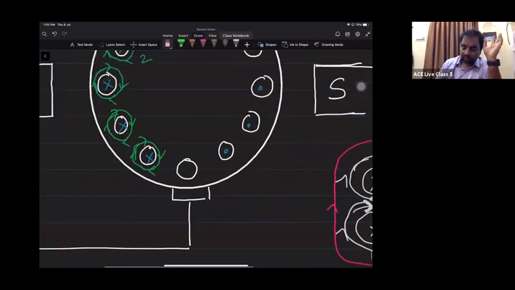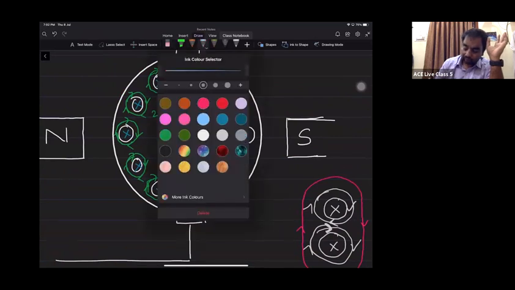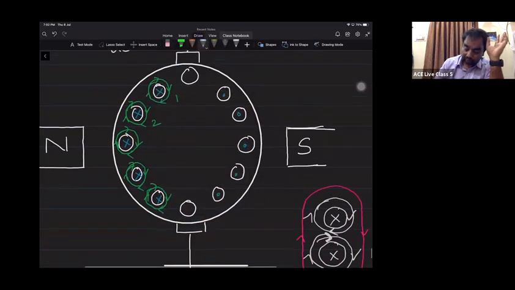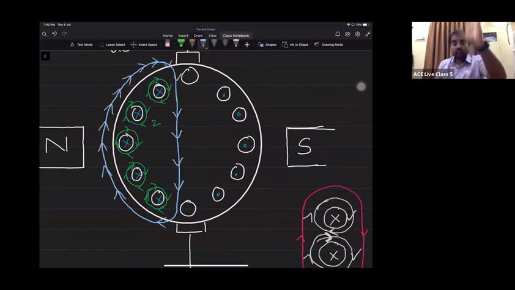So what will be the resultant of all these individual flux lines? The resultant will be like this. Is this clear? Confirm.